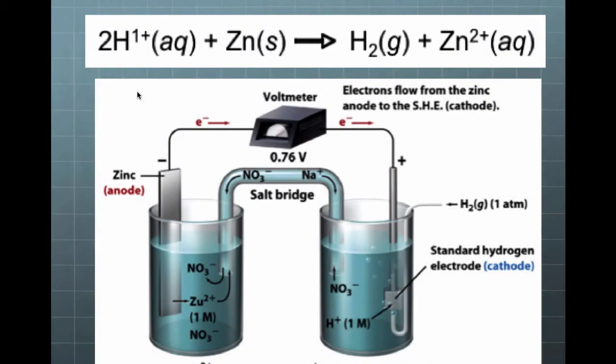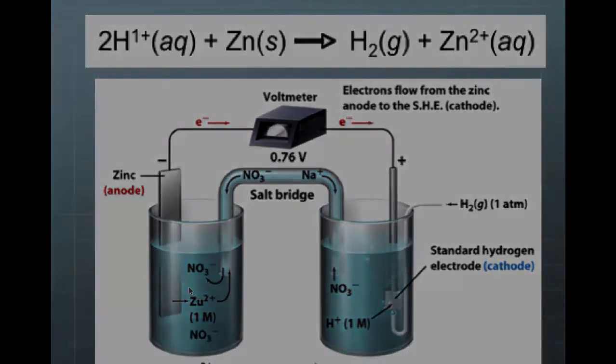Turns out 2 hydrogen ions are gaining electrons in this case from the zinc. So it's the zinc that's getting oxidized, giving up its electrons to the hydrogen ions. Zinc becomes zinc ion. Hydrogen ions are gaining electrons and turning into hydrogen gas. So even though gas is produced, we still have hydrogen pumped in at 1 atmosphere bubble. We have a 1 molar solution on the right. We have a 1 molar solution of zinc nitrate on the left.